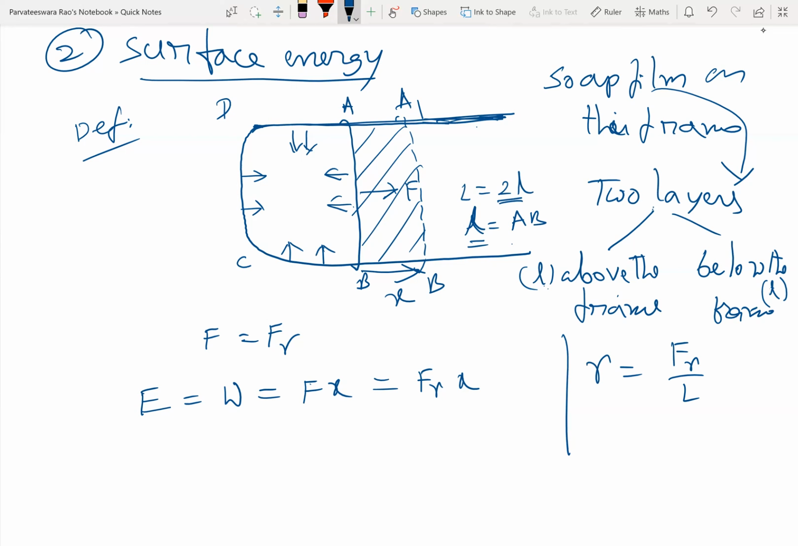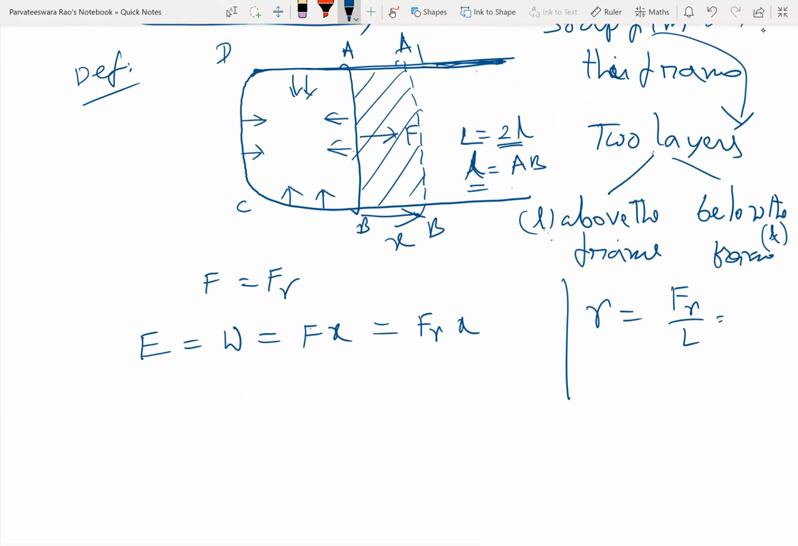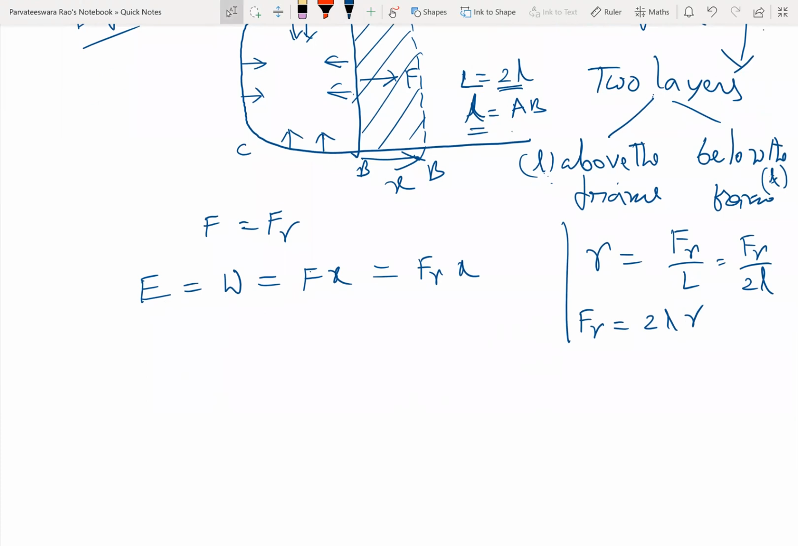So if you want to keep the film as it is, you must apply the force on both the layers. Hence, the effective length will be 2L. Therefore it will be F equals gamma into 2 into small l. So the surface tension force is 2L into gamma. Therefore, the surface energy is 2L into gamma into x, which is equal to gamma into 2 into Lx.